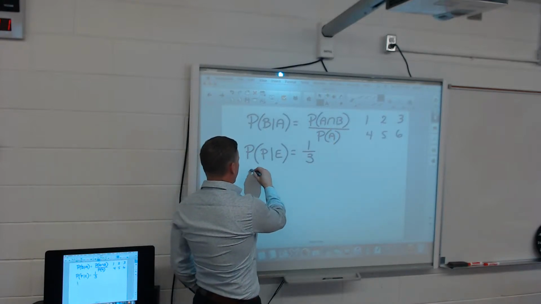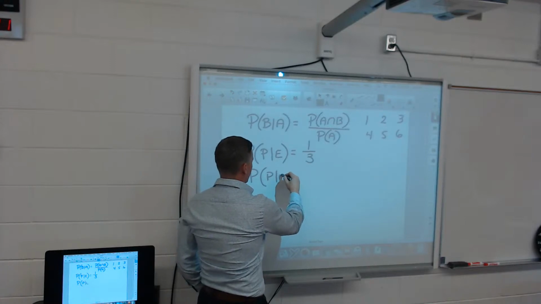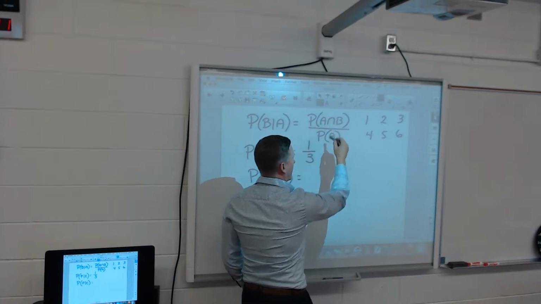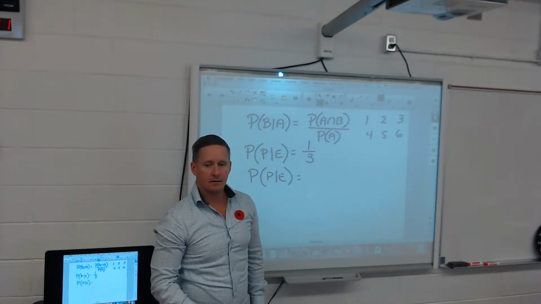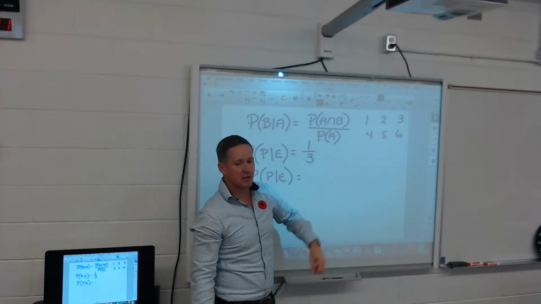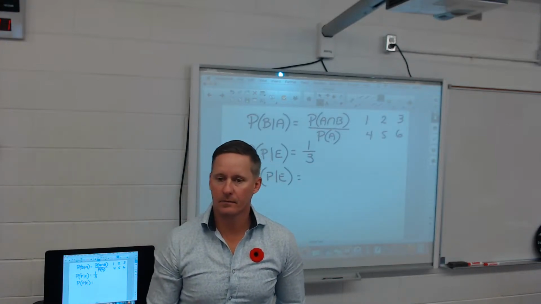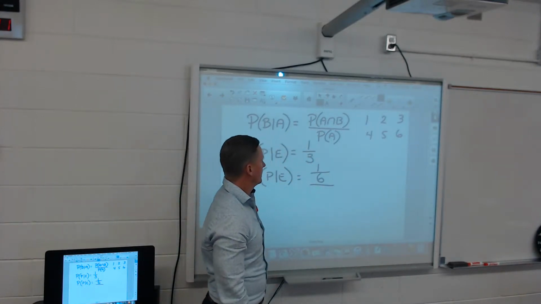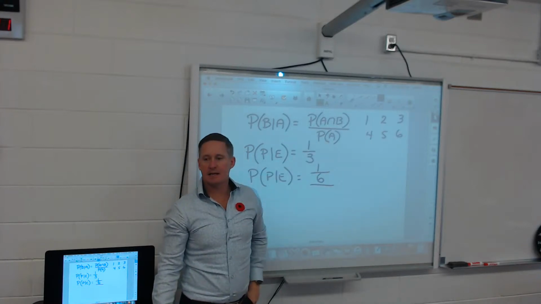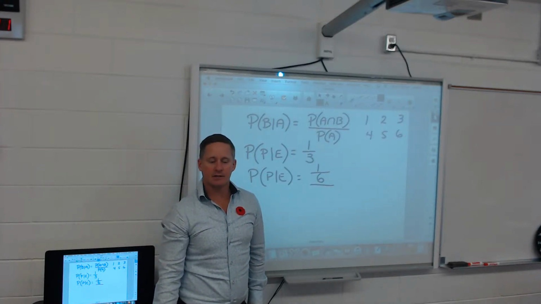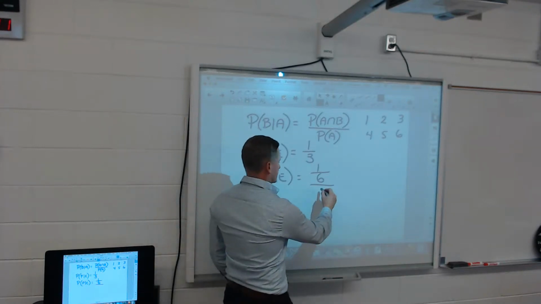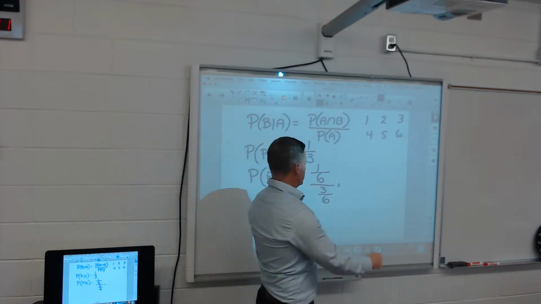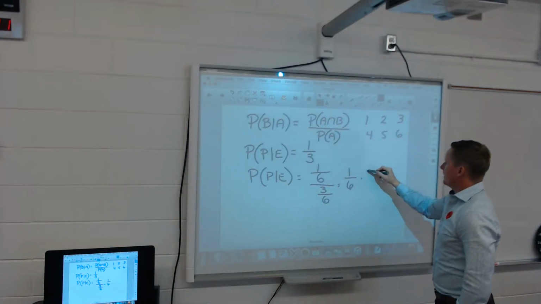So if I want to use my equation then to solve this, probability of A and B, so that's the probability of prime and even. All right? So how many of those numbers are prime and even? 1. 1 out of 6 possibilities, correct? Over the probability of even. Well, how many of those are even numbers out of the 6? 3 out of 6. When I divide fractions, multiply by the reciprocal.